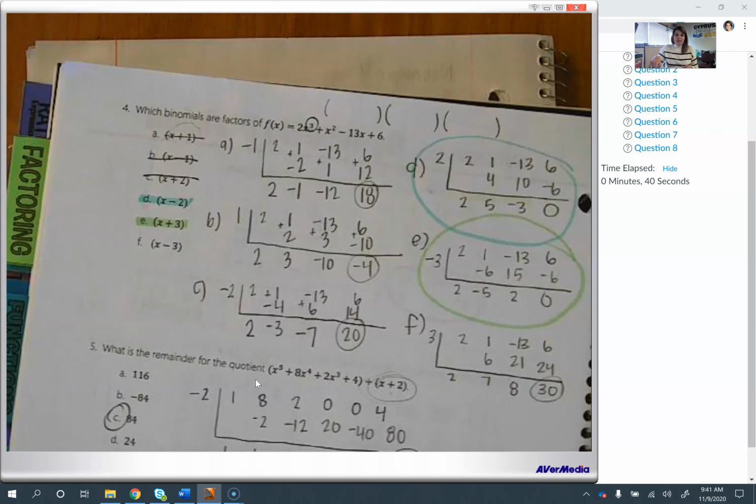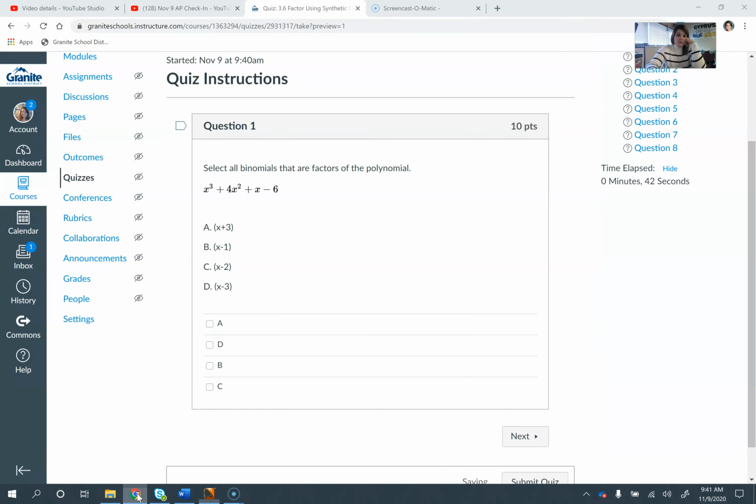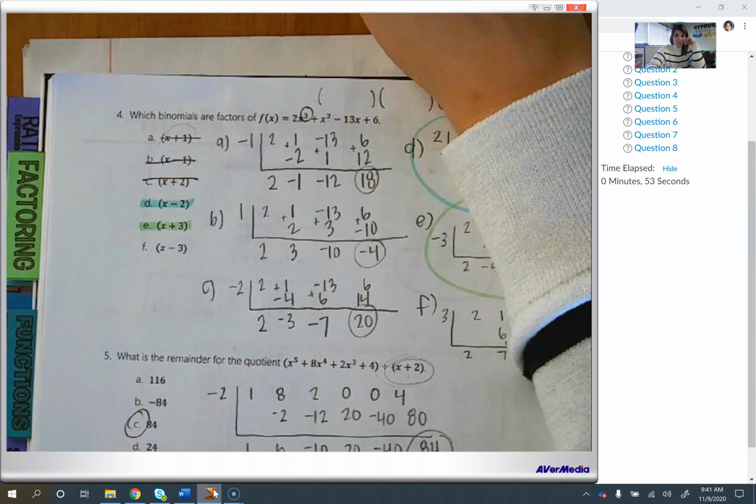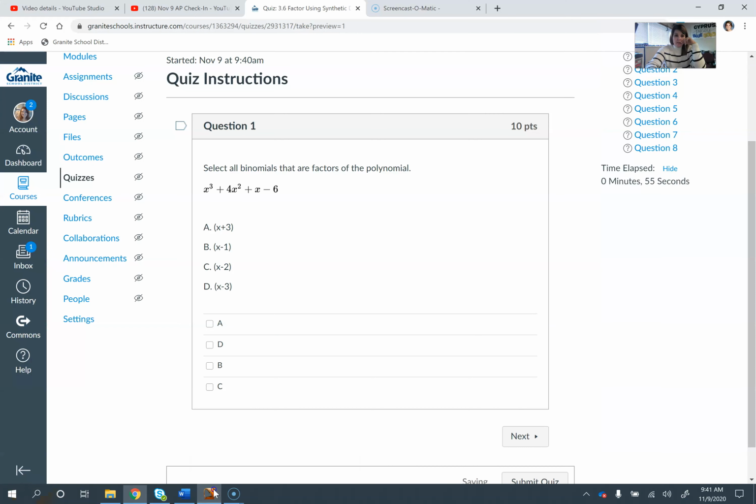There is up to 3, because this has a degree of 3. So you'll go through using synthetic division, just like on this problem, and find the ones that have a remainder of 0.